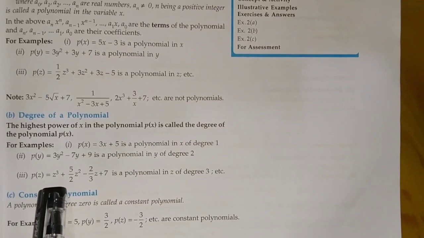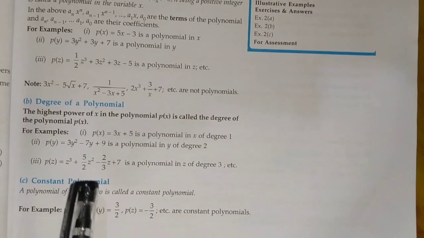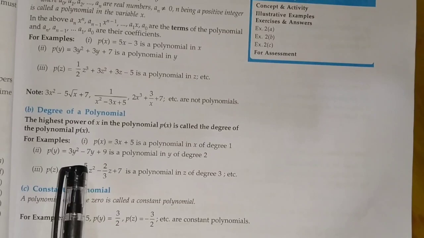That is the degree of a polynomial: the highest power of the variable is called the degree of a polynomial.